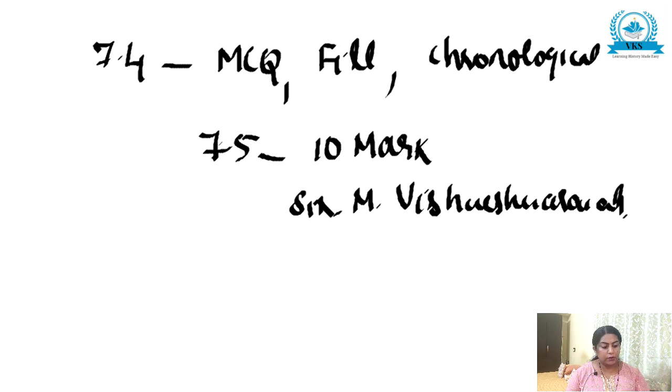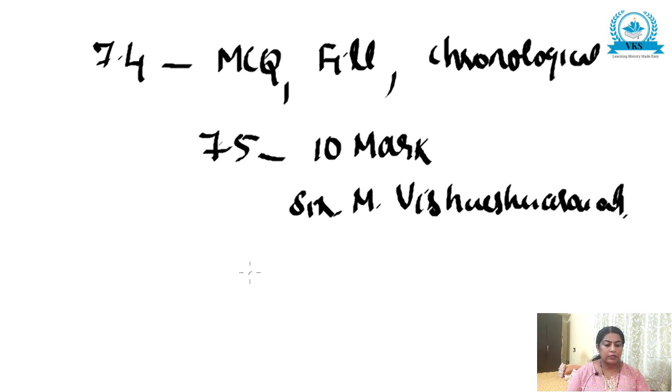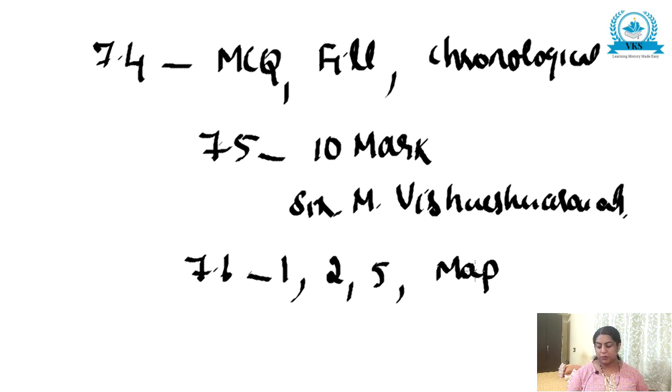Next, let us move on to chapter 7.6, that is Indian National Movement. From this chapter, fill in the blanks, 1 mark question, 2 mark question, and 5 mark question, as well as map can come. 1 mark, 2 mark, 5 mark, map. So you have to understand, it's a very important chapter, 7.6.